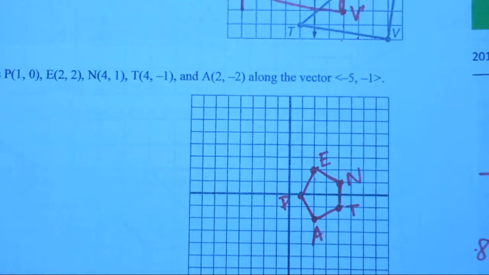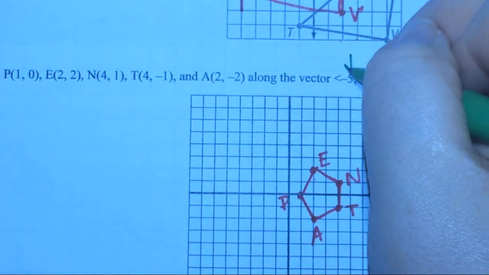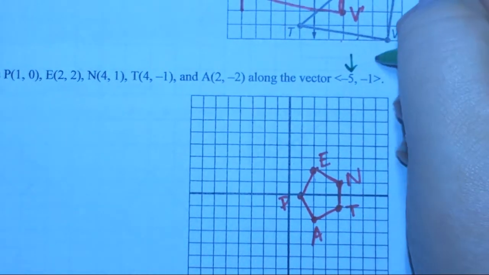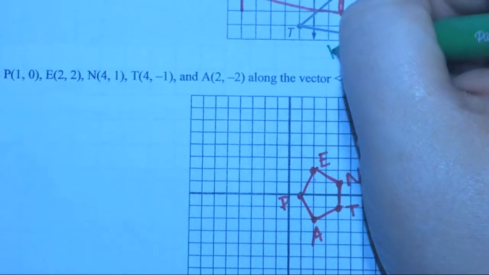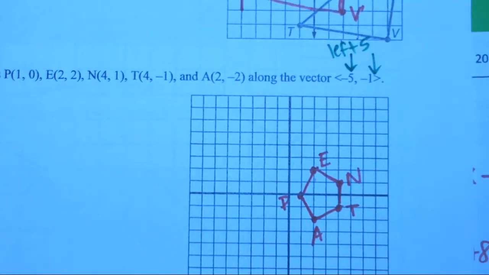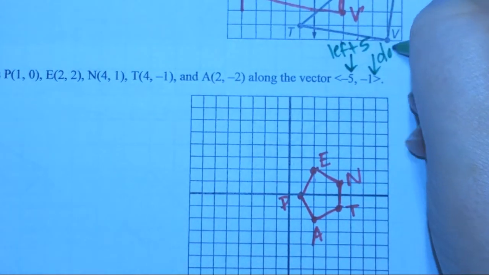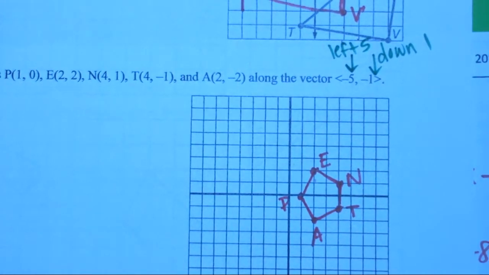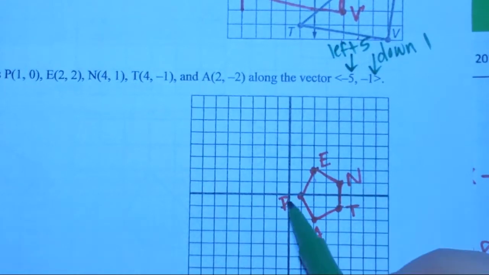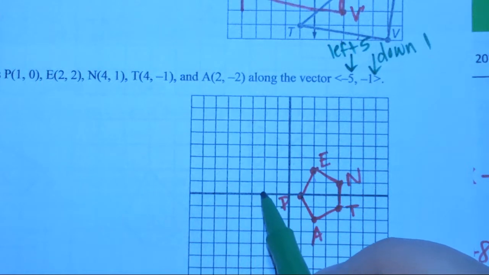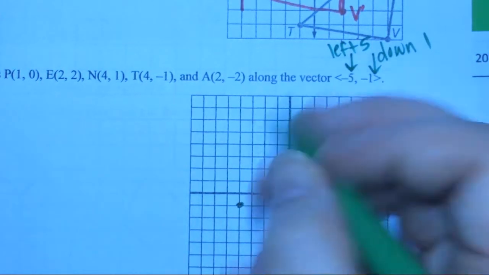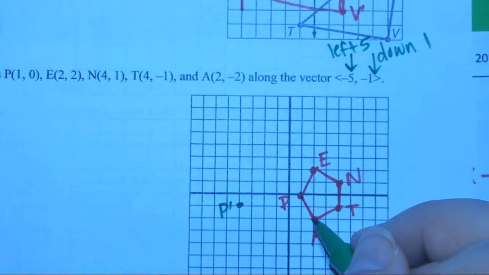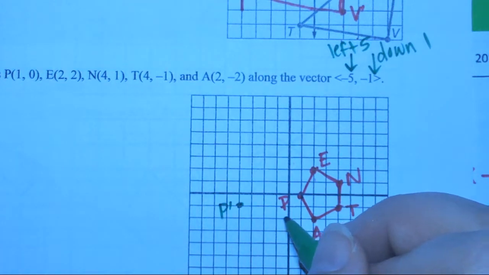Okay, so that was our original. Now we need to make our new image. We need to look at our translation vector. What does that negative 5 tell me to do? What does that negative 1 tell me to do? So I need to pick up each point and move it left 5 and down 1. So let's see, if I pick up P, 1, 2, 3, 4, 5, down 1. There's P prime.